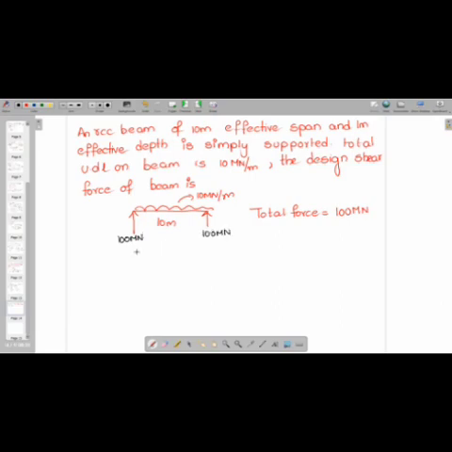What will be the bending moment here? It will be equal to WL square by 8, right? That is equal to how much, sir? 10 into 10 square upon 8. 10 meter and 10 meganewton per meter. This will be equal to how much? Can anyone tell me? This will be 125 meganewton meter. Yes or no? Yes, sir.